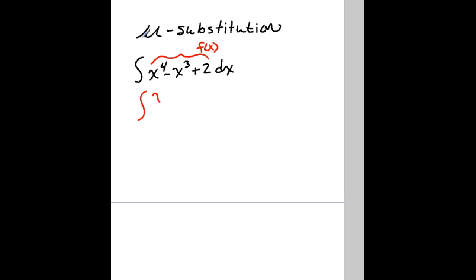So I just take that integral symbol off, and I say that my antiderivative is x to the fifth over 5 minus x to the fourth over 4 plus 2x plus C. And I'm done because I was given an integrand that was a function that I knew the antiderivative of.